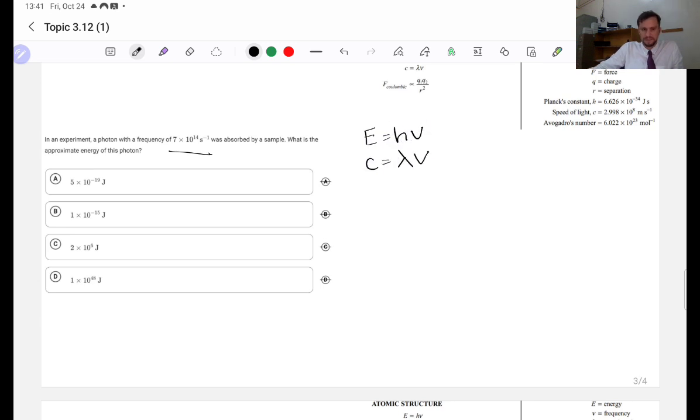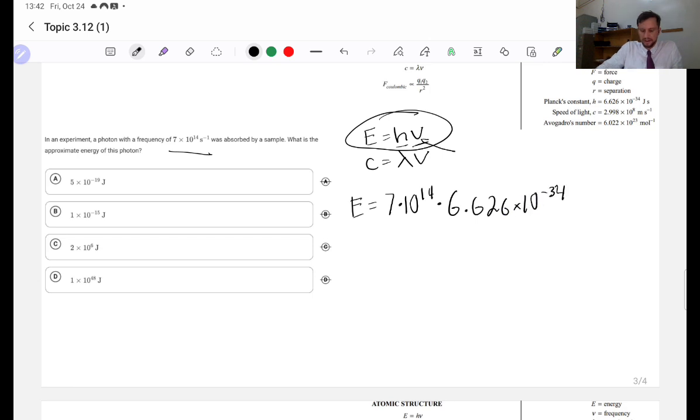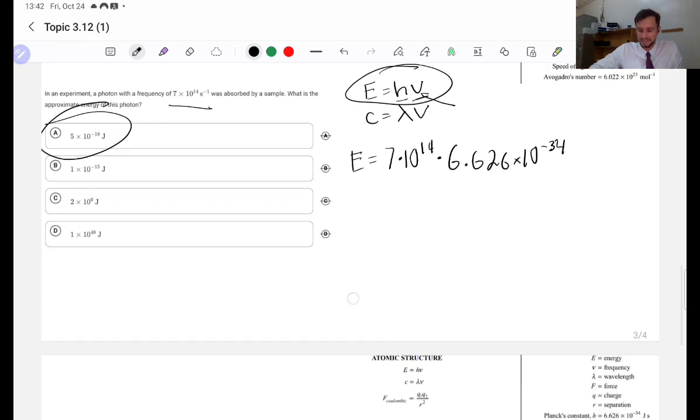Which one are we going to be considering? Well, we want the energy, and we have the frequency, so we can say the energy is going to equal 7 times 10 to the 14th power, which is, in this equation, the frequency, times Planck's constant, because Planck's constant times the frequency equals the energy, which is 6.626 times 10 to the negative 34th. We put that in our calculator and we get A. That's it. It's not a long process.